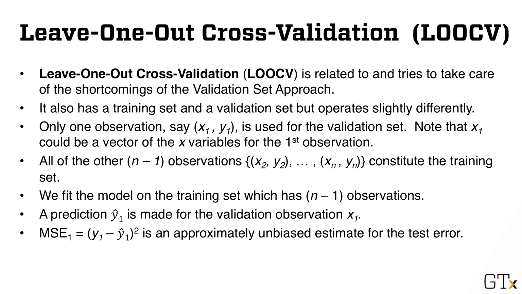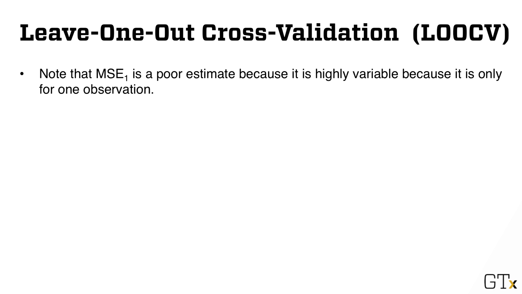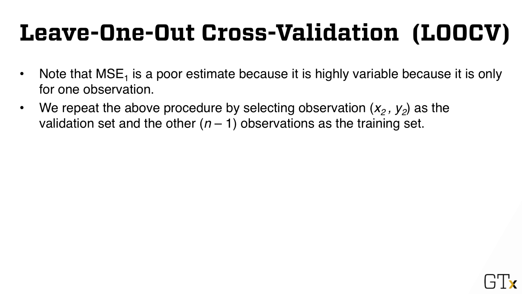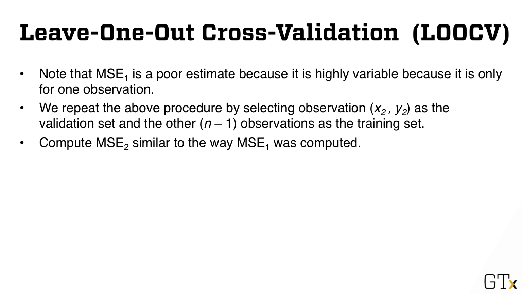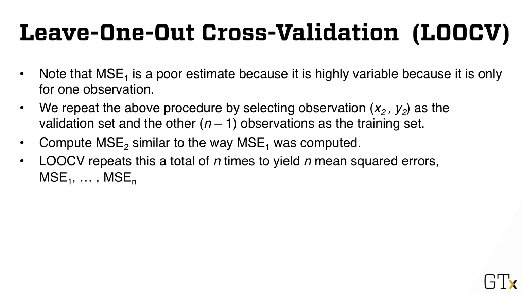That is an approximately unbiased estimate for the test error. Note that MSE1 is a poor estimate because it is highly variable, again because it is only for one observation. So what do we do? We repeat this procedure by selecting observation x2, y2 as the validation set and the other n-1 observations as the training set. Then we compute MSE2 similarly to the way MSE1 was computed.